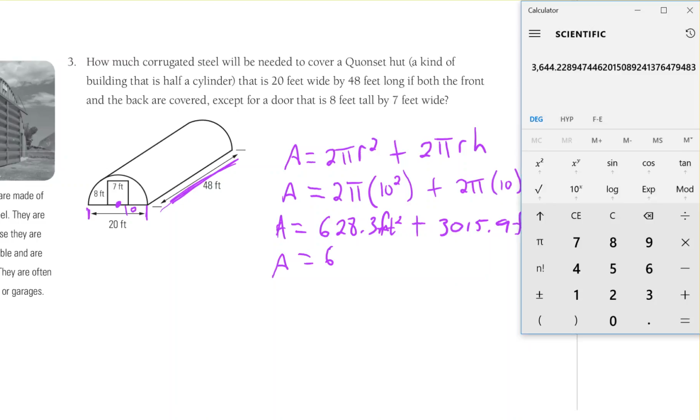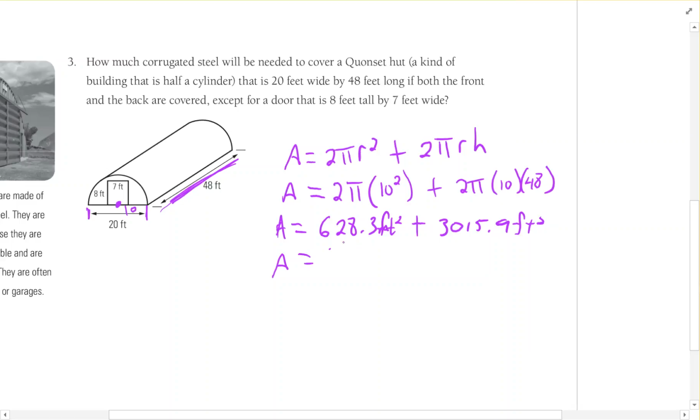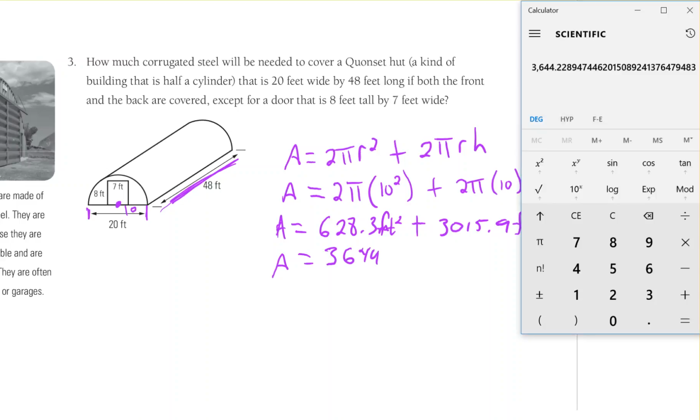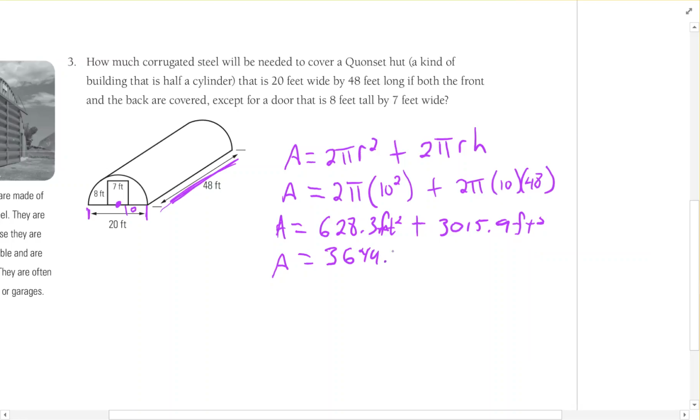All right, so that's the surface area of an entire cylinder, right? We want half of that because we cut it in half. So if you wanted to, let's just go divided by 2.